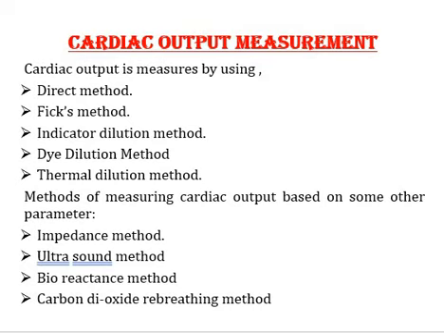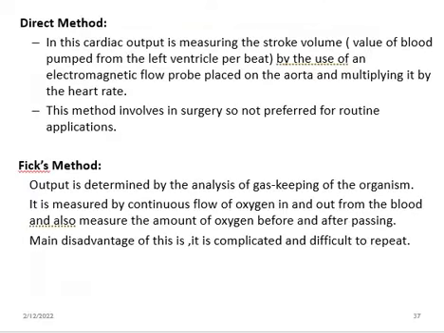Now we are going to discuss the direct method. In this direct method, the output is measured by using an electromagnetic flow probe in the aorta and multiplying it with the heart rate. This involves surgery, so usually it is not preferred. You can raise a question, sir: in the previous slide you said that all the methods are invasive. Yes, invasive methods. So invasive methods include needle piercing also. In the Fick method, needle piercing happens.